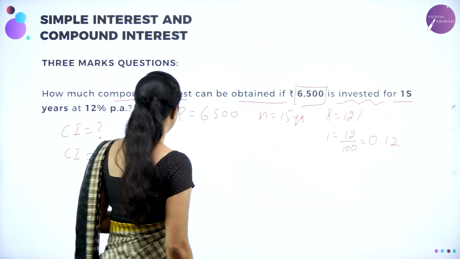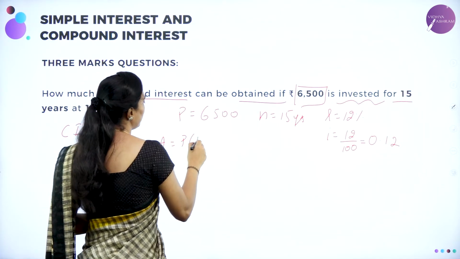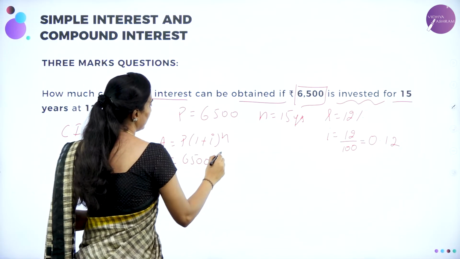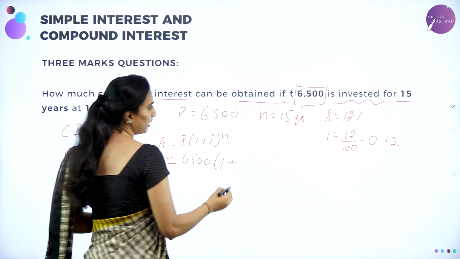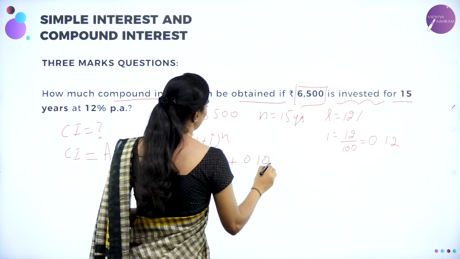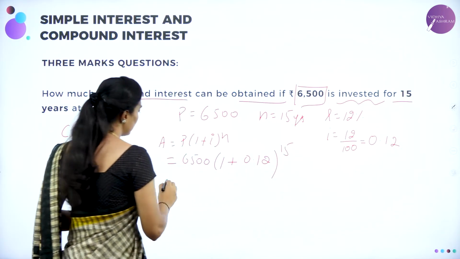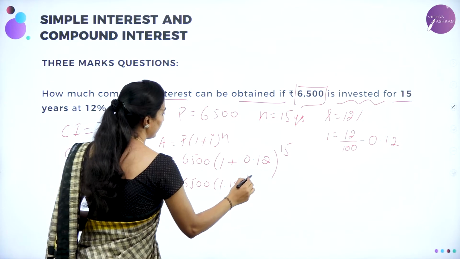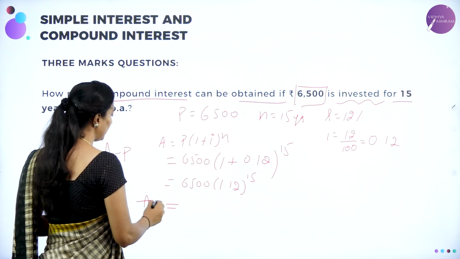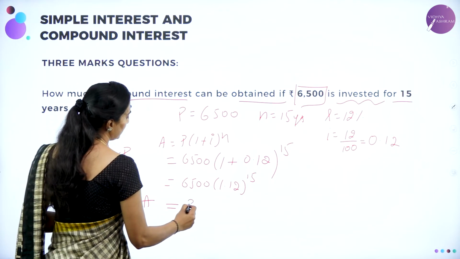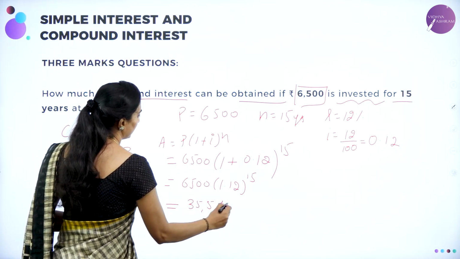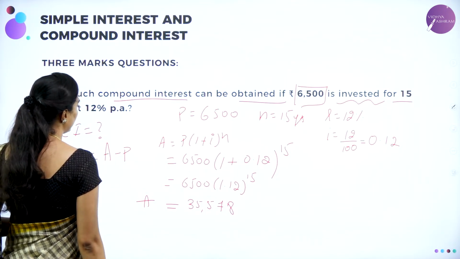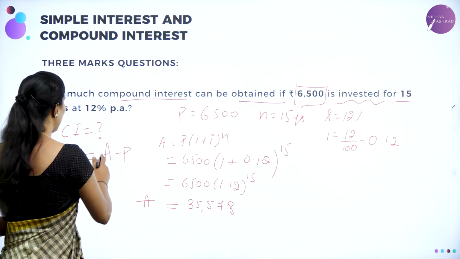So A will be equal to P into 1 plus I whole to the power of N, which is 6,500 into 1 plus 0.12 whole to the power of 15. So therefore 6,500 into 1.12 whole to the power of 15. If you multiply and calculate, you are going to get A is equal to 35,578. This is your answer. Now, A you have calculated as 35,578. You need to calculate CI.